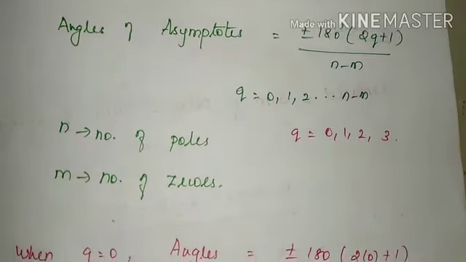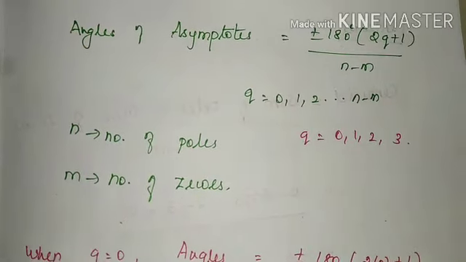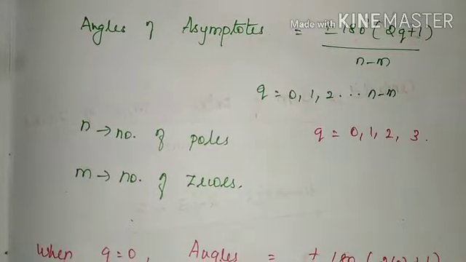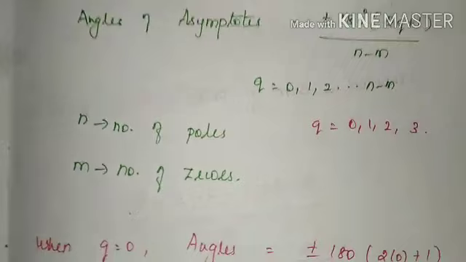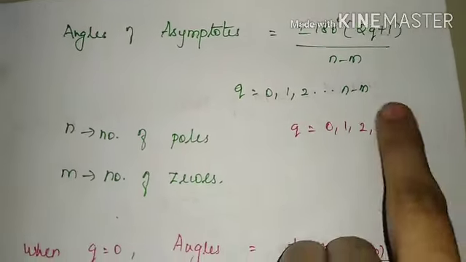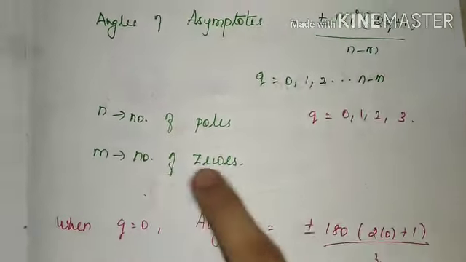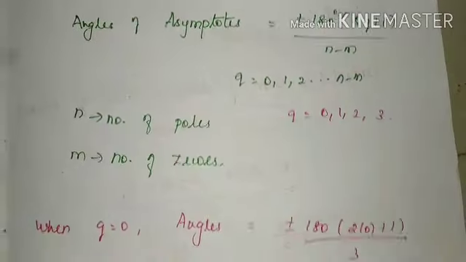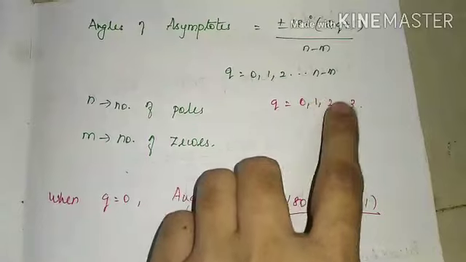See the formula for angle of asymptotes. Angle of asymptotes is equal to plus or minus 180 degree into 2q plus 1 by n minus m. Here q is 0, 1, 2 up to n minus m. N is the number of poles and m is the number of zeros. So m value is 0, n value is 3, so n minus m is equal to 3. Right? So 0, 1, 2, 3.